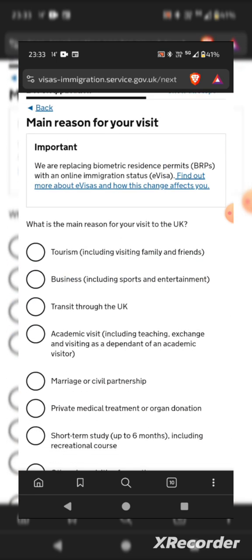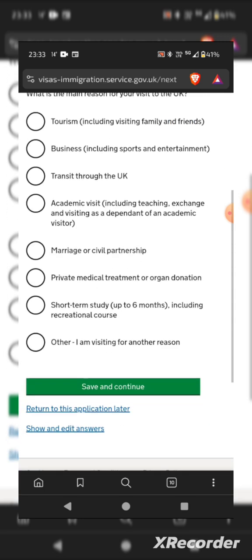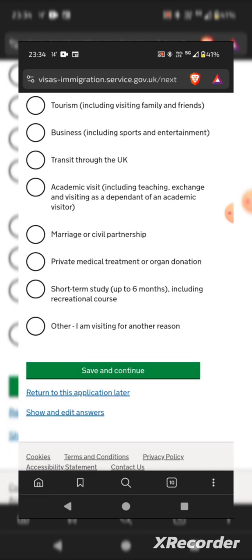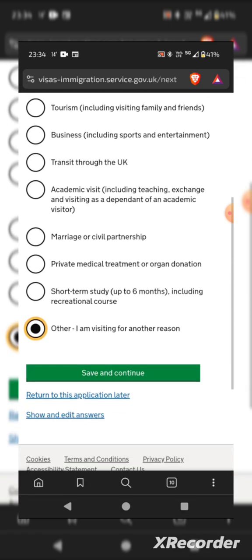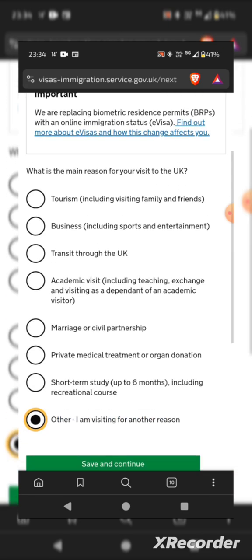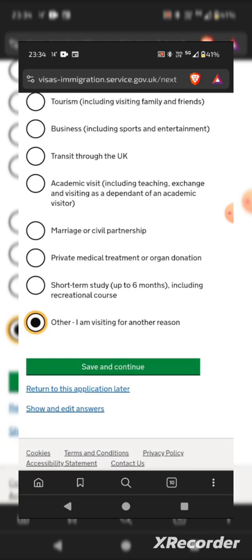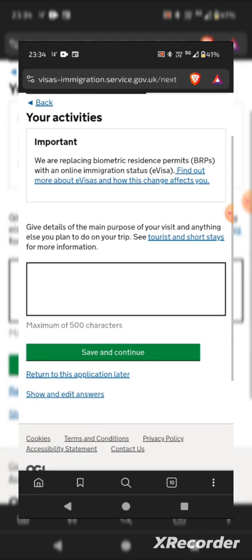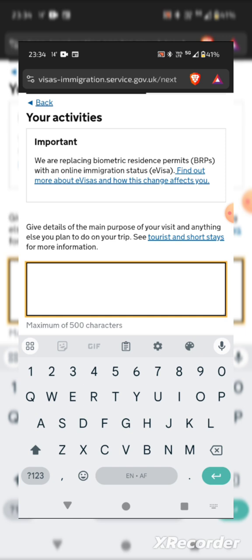What is the main reason for your visit to the UK? Is it for tourism, business, whatever? For your case, you are taking other. You are not coming to visit family and friends, you are coming for something different. So you take other. Then you write why you are visiting.